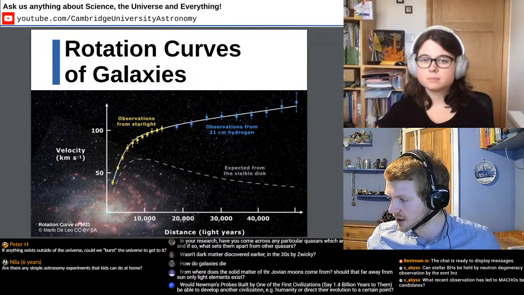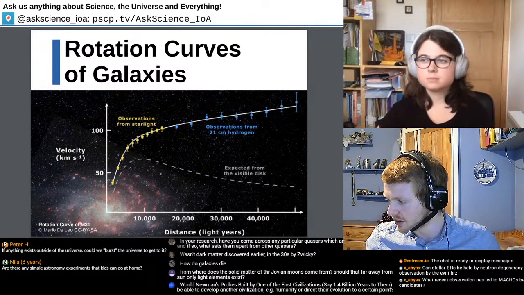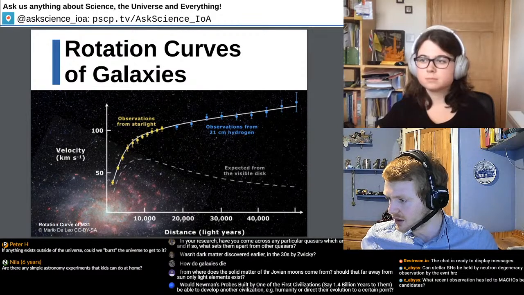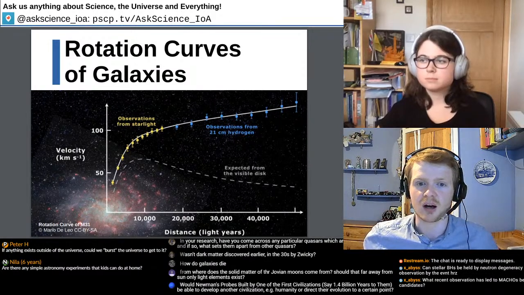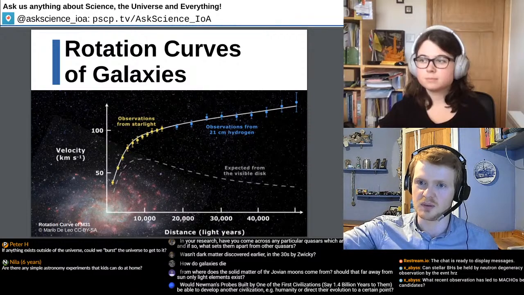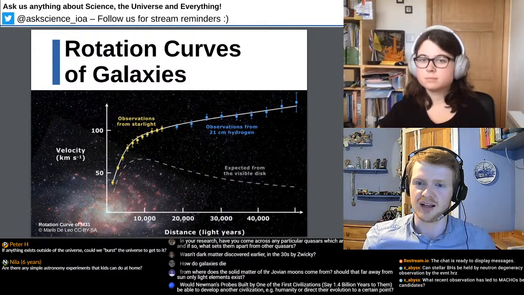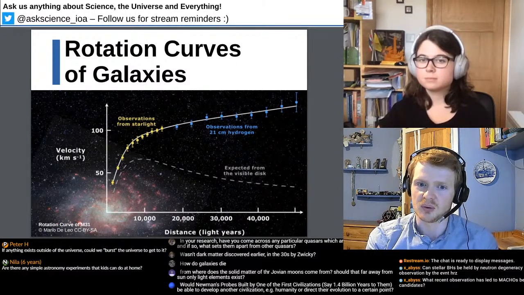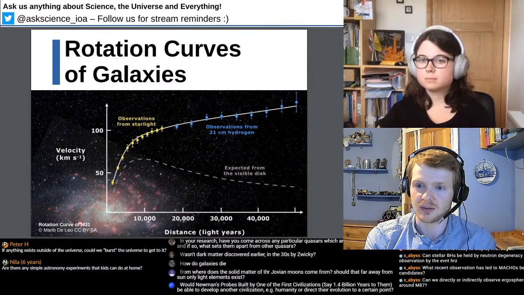Interesting question asking about the solid matter of the Jovian moons, where that comes from, and whether out where Jupiter is, why there's any rocky material, and why isn't it all just gas. On that one?